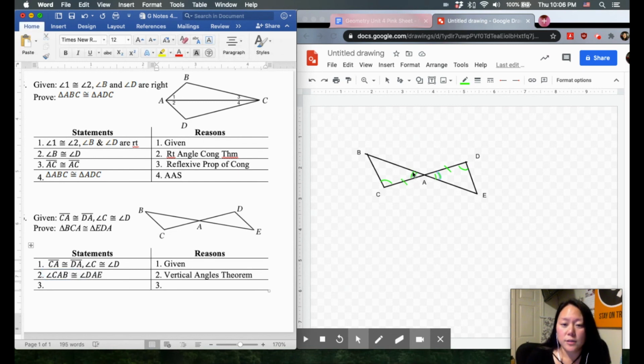And now we have angle, included side, angle. And we do want to use the statement that we wanted to prove. So just to double check, B corresponds with E, so those are the unmarked angles. C corresponds with D, those are the angles marked with one arc. And then lastly, the angles at A are marked with two. So that would be angle, side, angle.